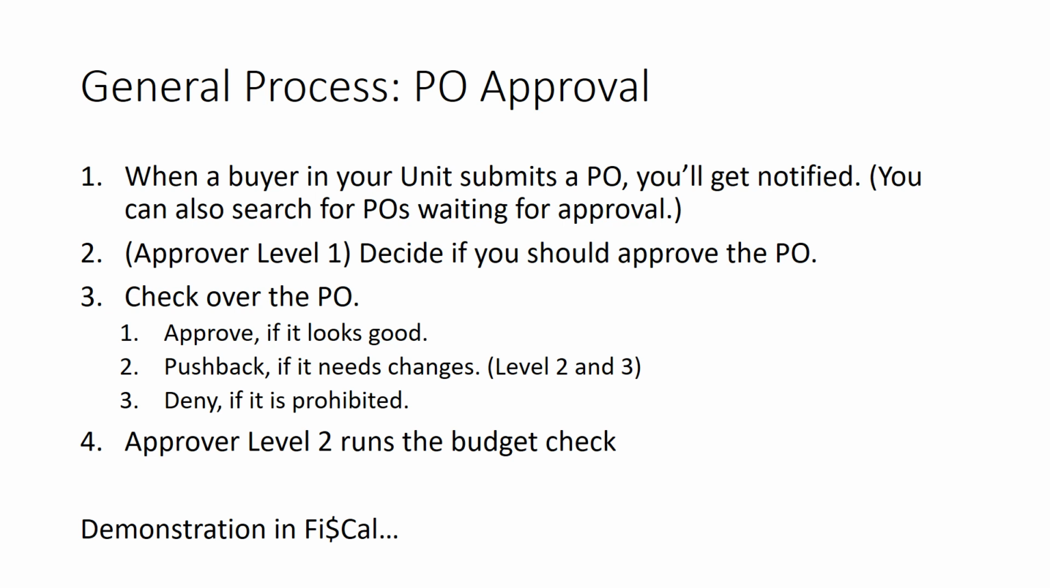Check over the purchase order in Fiscal. If it looks good, approve it. Level 2 and 3 approvers have the ability to push back a purchase order if it's good except for a mistake or two for corrections, but Level 1s have only the option to deny the purchase order if there is a problem. I am a Level 2 approver, so this demonstration won't look exactly like you'll see for Levels 1 and 3, but it should be close. First, how to access purchase orders that need approval.